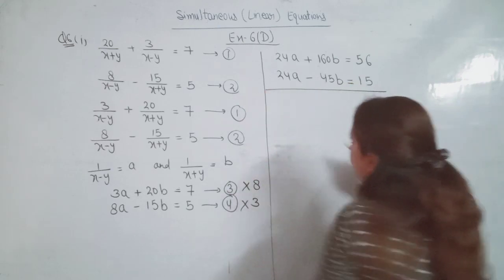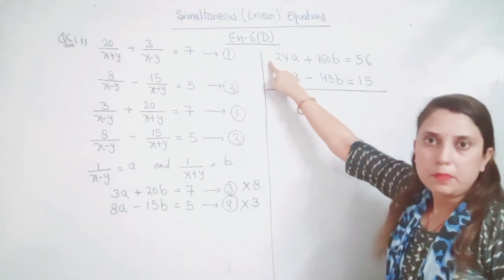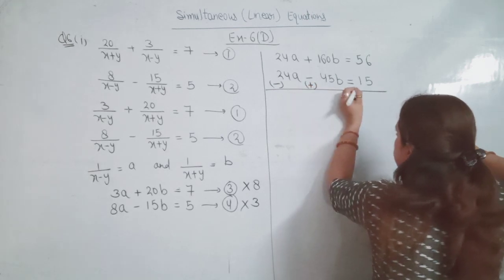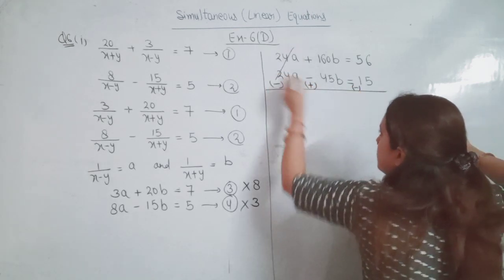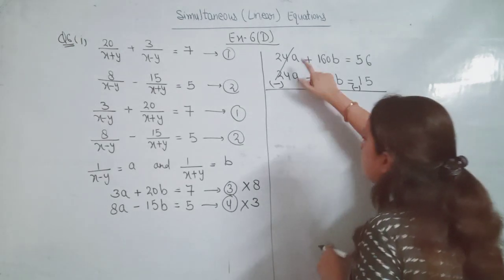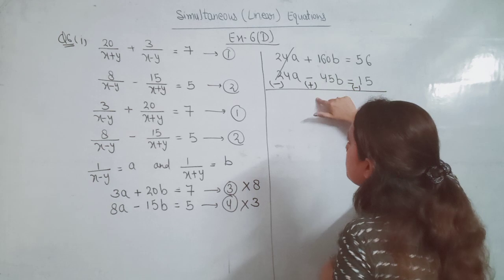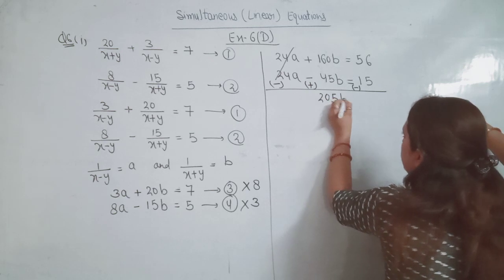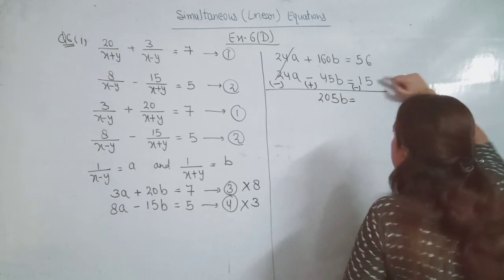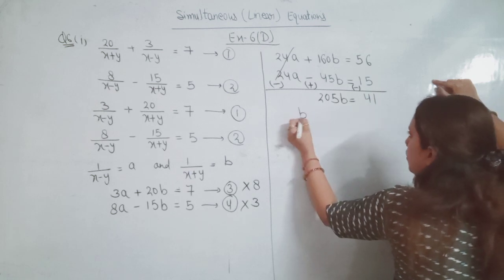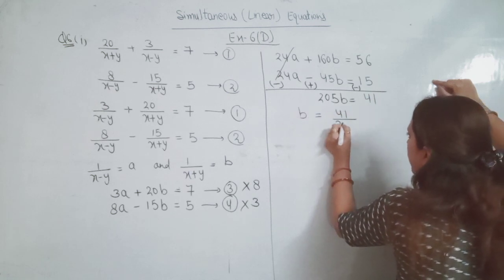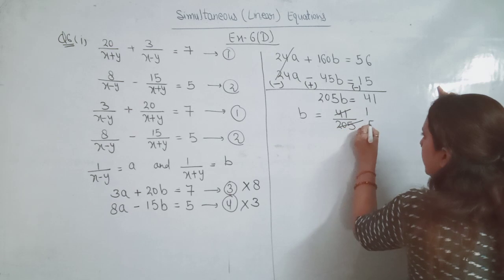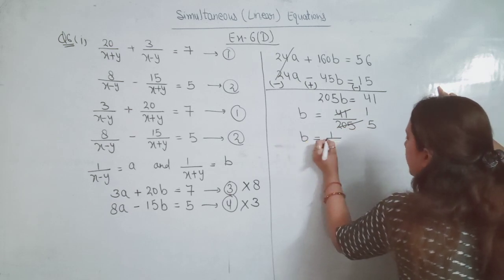After that we will check the sign. Both signs are equal, so we do the subtraction. When we do the subtraction, the signs of the lower equation change. Plus, minus, it will be cancelled. Now plus, plus: 160 plus 45 is 205b is equal to 56 minus 15, which is 41. So the value of b is 41 upon 205. How many times will it go? 5 times. So the value of b is 1 by 5.